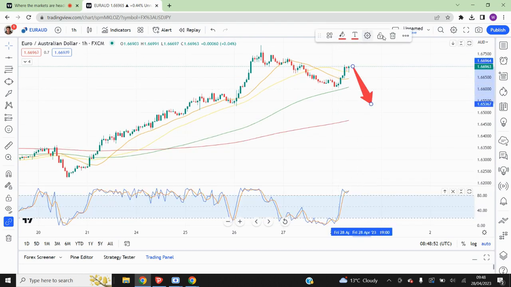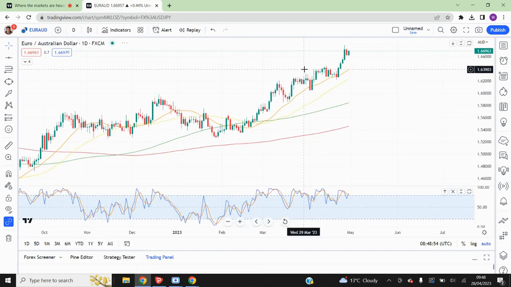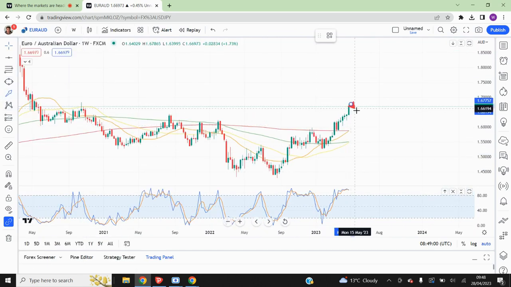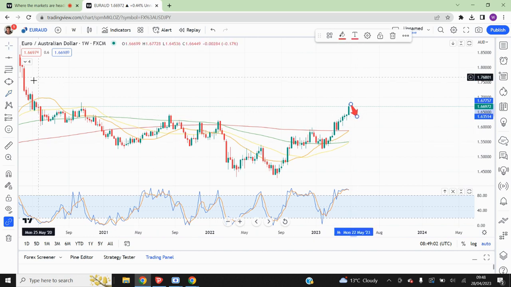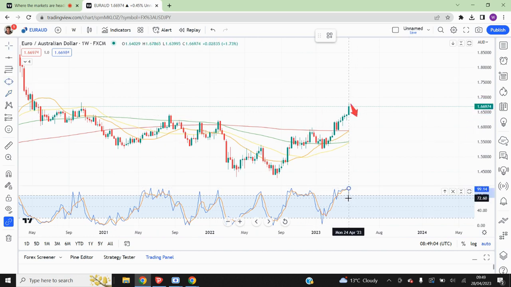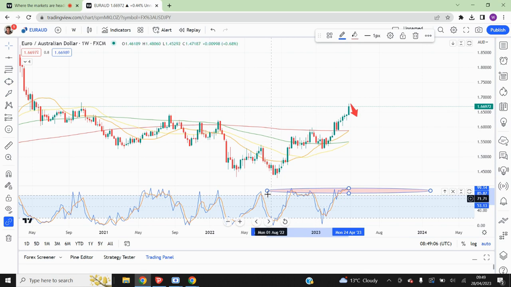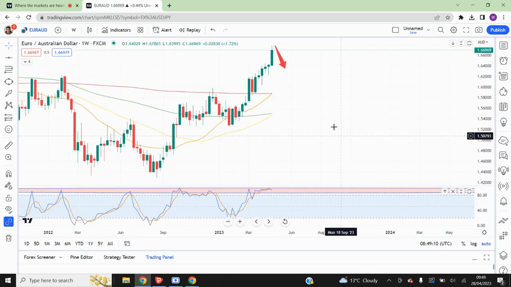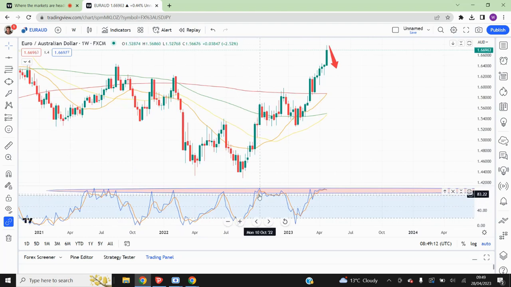And eventually, mark my words, it's not financial advice, it's my opinion, but you will come down, okay? This will fall. It's too high. Look at your stochastic oscillator and ask yourself, does that look too high to me? What happens when the stochastic oscillator comes up before? Not every time, but many times. All right, so that's pending a fall because you've come from here.